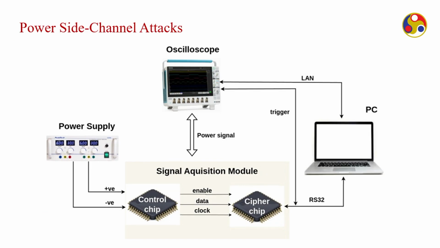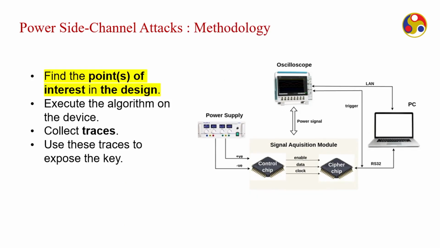This power side channel attack, as I mentioned, you have this cipher, which is basically your algorithm running. You can control inputs. This control chip can give any input, any clock frequency and everything, and you can measure the power, right, what is happening. So, this is the kind of framework. Okay. So, how do you do that, right. Basically, if I give you an implementation, what are the steps the attacker will follow to get these cryptographic keys, right.